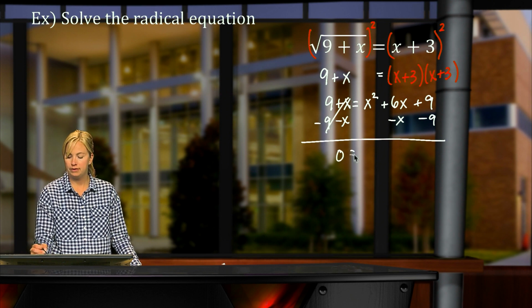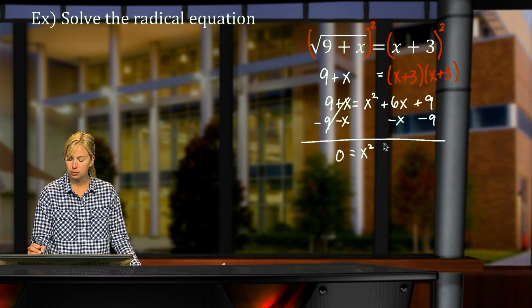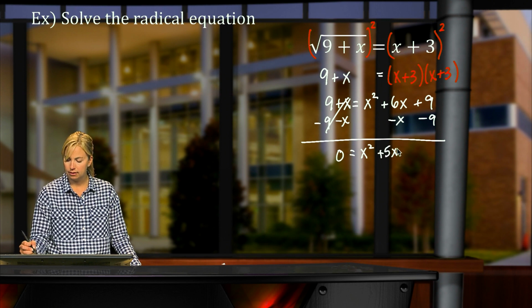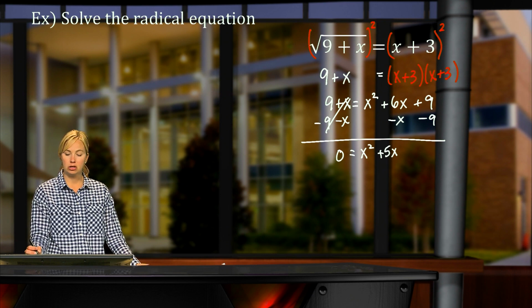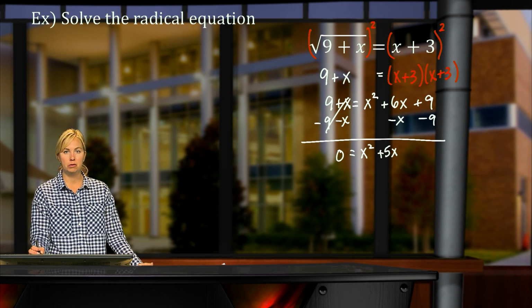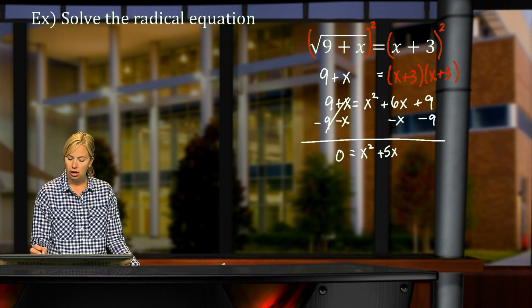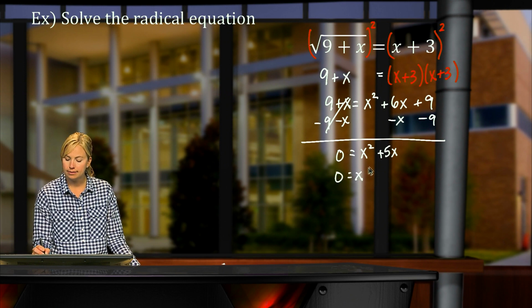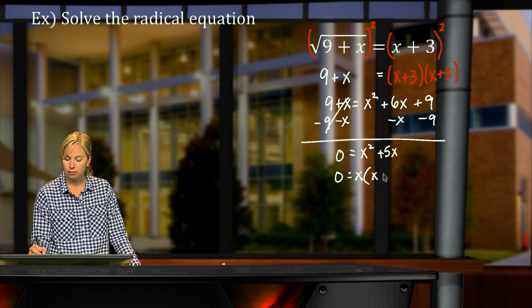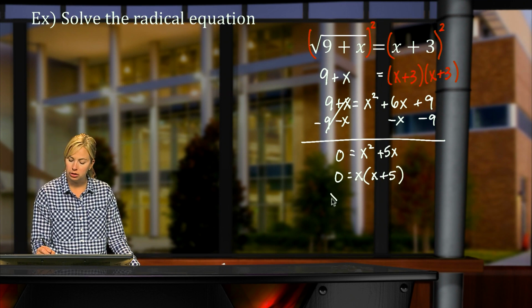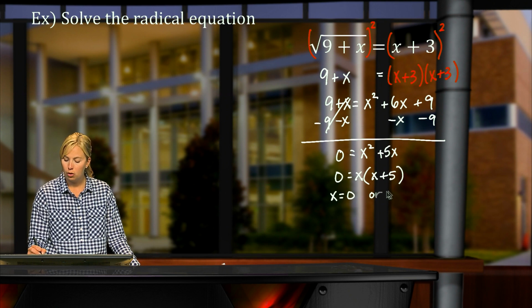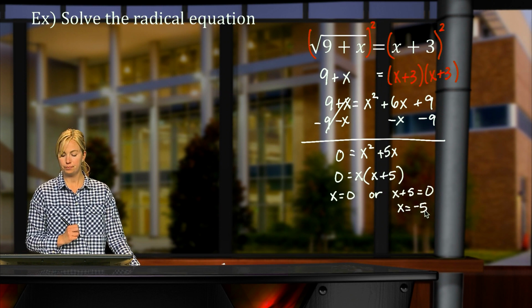So on the left-hand side, we're left with 0, and we've got x squared plus 5x plus 0 when we combine like terms. And we want to factor this, so looking at it, since it's a binomial, see if there's a GCF. In this, we have a GCF of x, and when we factor out x, we're left with x plus 5. And now when we set both of our factors equal to 0, we get x equals 0, or x plus 5 equals 0, which we can solve to find that x equals negative 5.